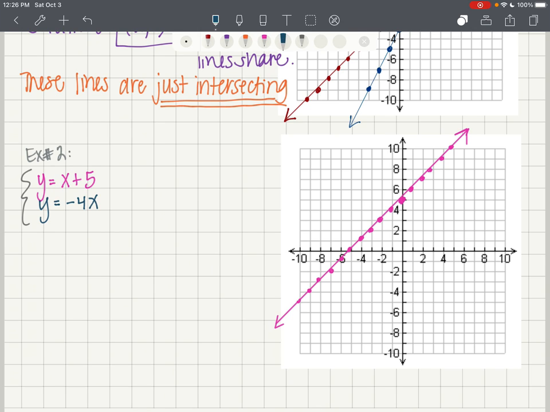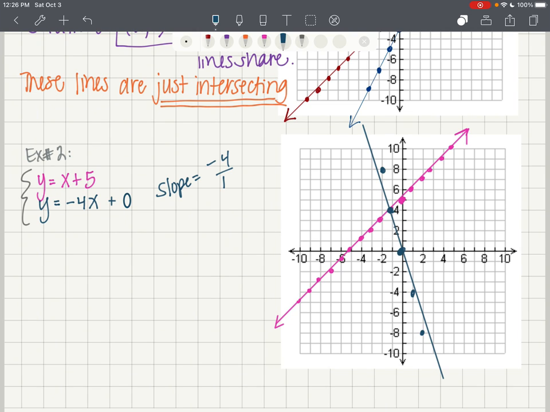And y equals negative 4x, well, that's the same thing as y equals negative 4x plus 0, so our y-intercept is 0, and then we're going to go up 4, left 1, up 4, left 1. Our slope is negative 4 over 1, so I can either go up 4, left 1, or down 4, right 1.